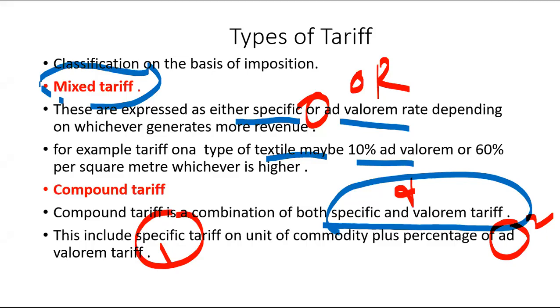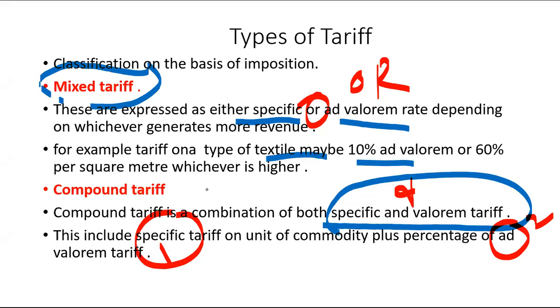Okay, compound tariff is a combination of specific and ad valorem. You are remembering that specific tariff is a tariff for the weight of the commodity. Ad valorem is on the value. So when both are mixed, that is known as compound tariff. That is, up to this much weight, I gave the example the same day.